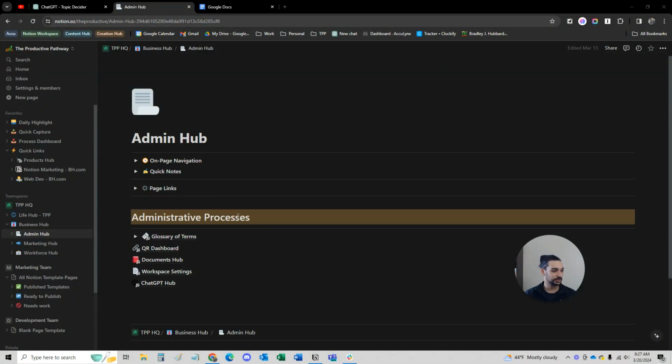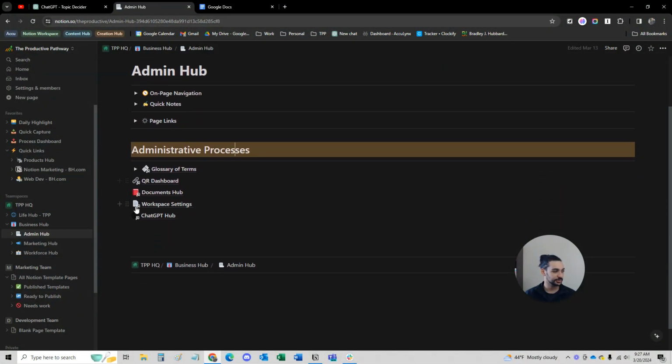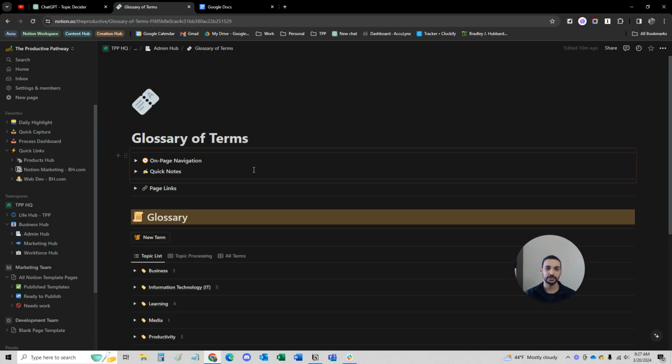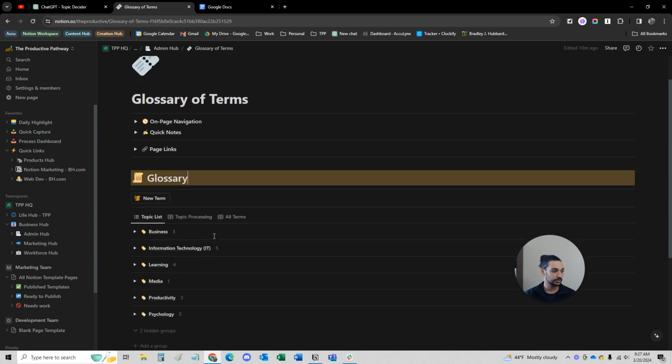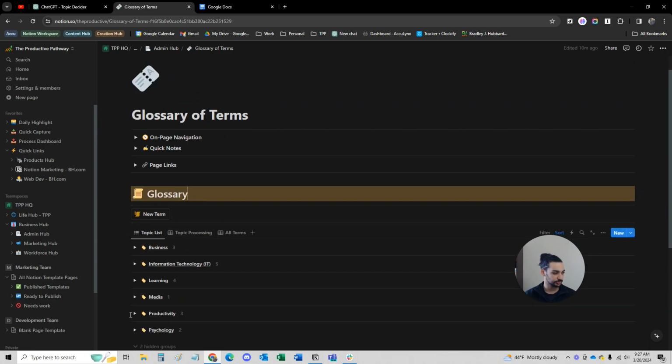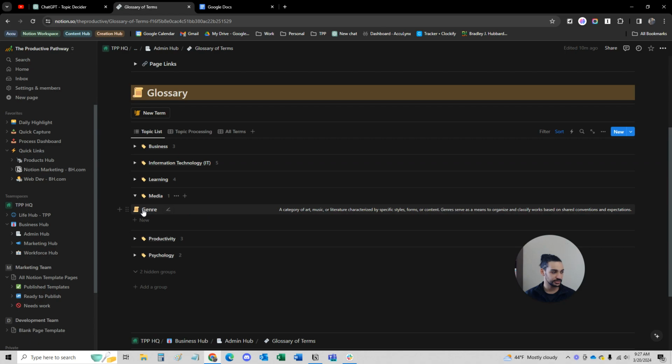Howdy, howdy. So, real quick, I just wanted to show you the admin hub with the glossary of terms that I just sent you. Kind of show you a little bit of how it's all going to play together. So, we have this glossary of terms over here. I have just recently added the genre term under that media topic.